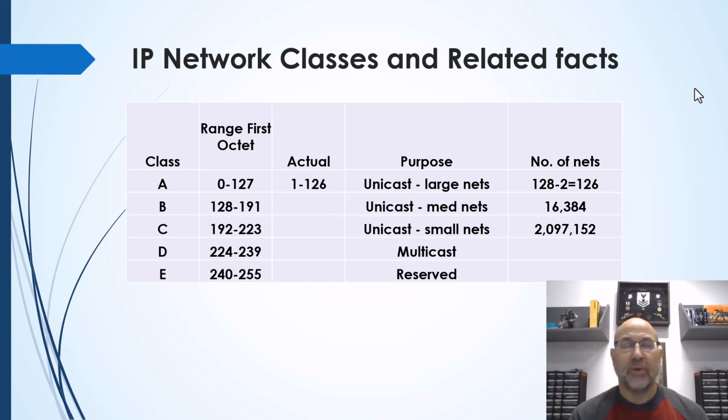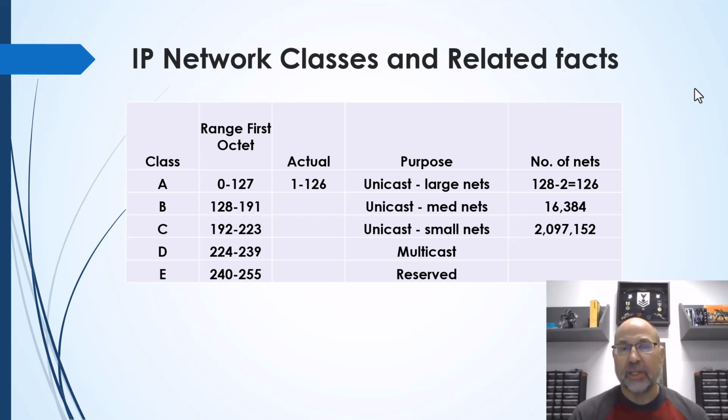Now the reason or the purpose of class A networks is these are large networks. Now it's unicast. What does that mean? Well, these are addresses that can be assigned to a particular host. So I can talk to any one particular host in these. So these are host addresses inside these networks. So the number of networks that are actually there is 126. So there aren't very many of them, but they're all enormous.